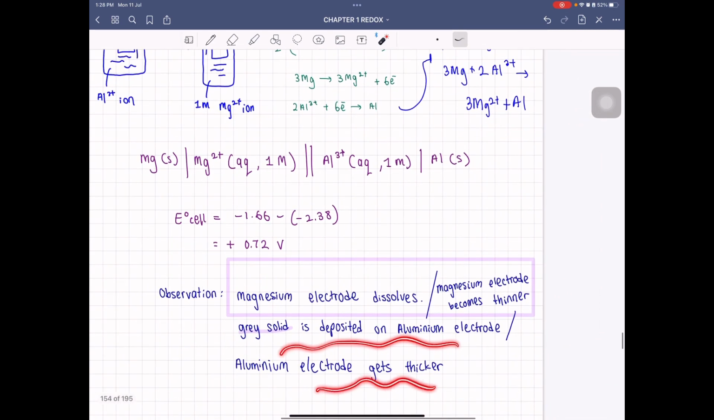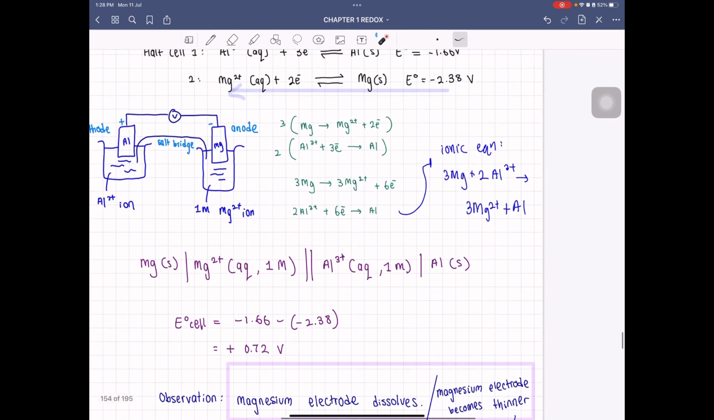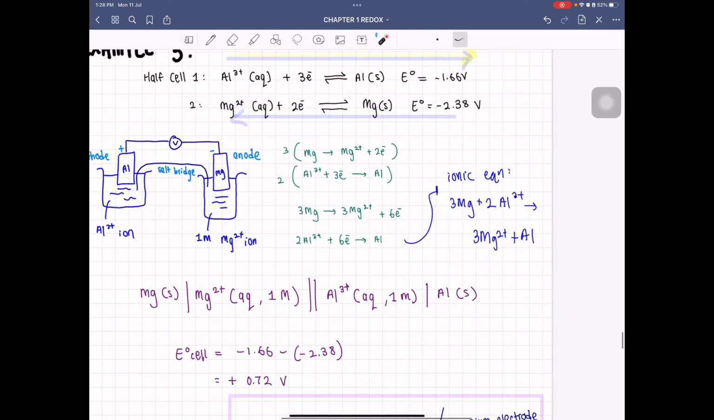Ta-da! Now, calculate the E-naught cell value. Remember, ambil yang E-naught from cathode. Cathode kan more positive kan? So more positive yang ni. So ambil negative 1.66 minus E-naught from anode. Anode yang ni. So minus negative 2.38. Dapat jawapan.